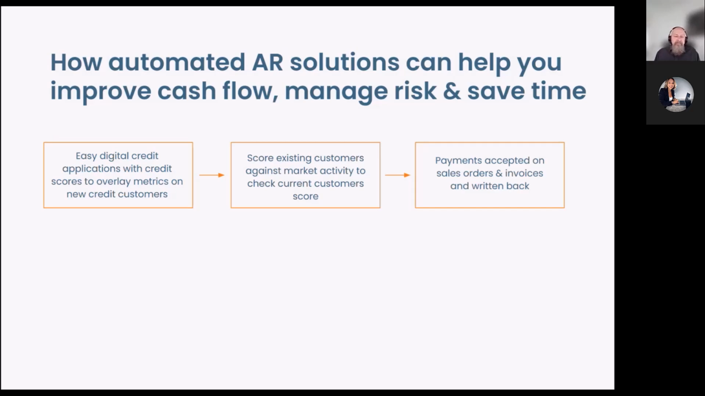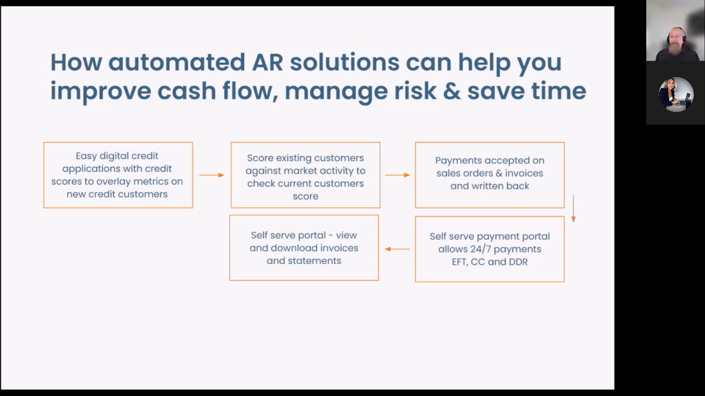Being able to take payments through a payment portal for sales orders and invoices is a good solution as well, because those invoices, once they're paid, are automatically written back into Acumatica, saving you time, and also they get allocated to the right invoice. Self-serve payment portals, which allow for direct debits, credit cards, EFT payments, payment plans, can all be set up automatically within the ezyCollect portal.